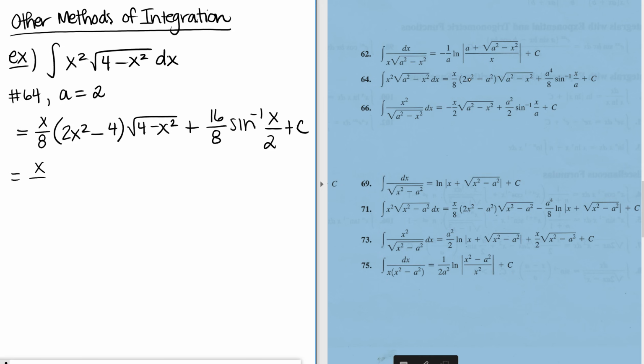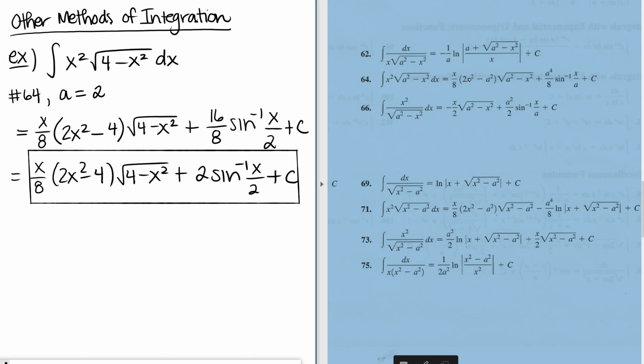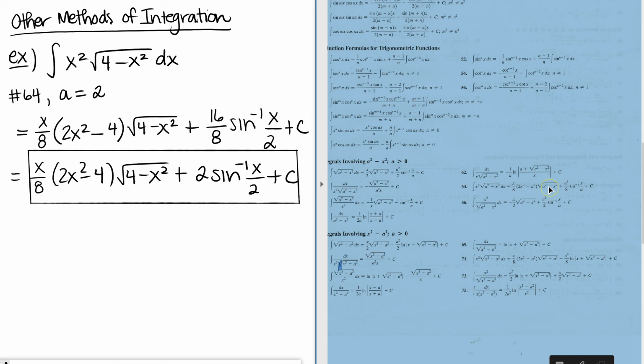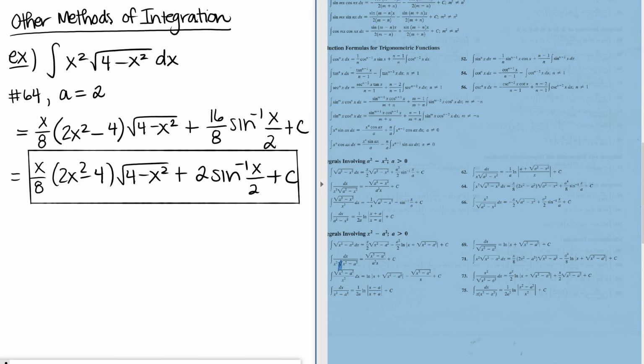So I'm going to rewrite this: x over 8 times 2x squared minus 4, square root of 4 minus x squared. 16 divided by 8 is 2. Sine inverse x over 2 plus c. And it looks like that, with that sine inverse, that's going to indicate to me that there was probably some sort of trig substitution that we used for that one. Now I don't know how to unhighlight it. Oh well.